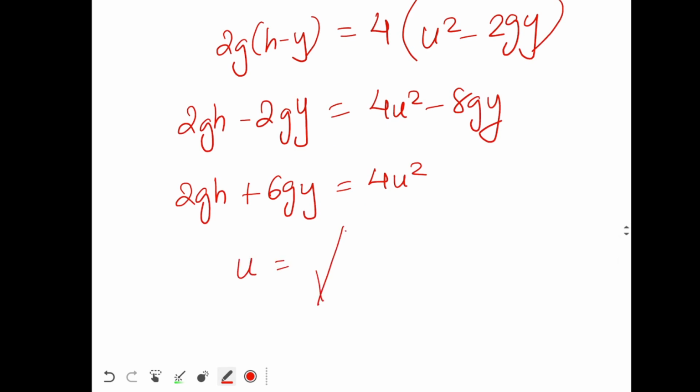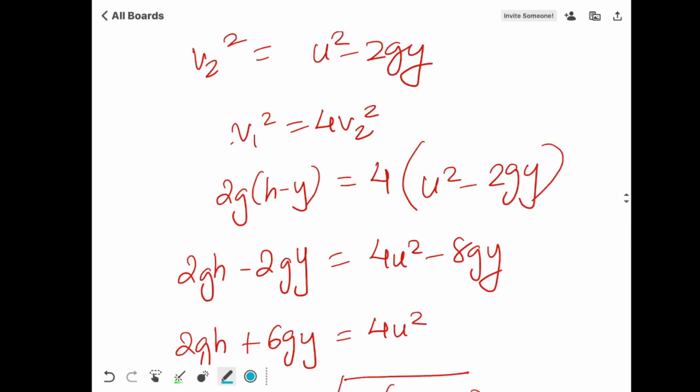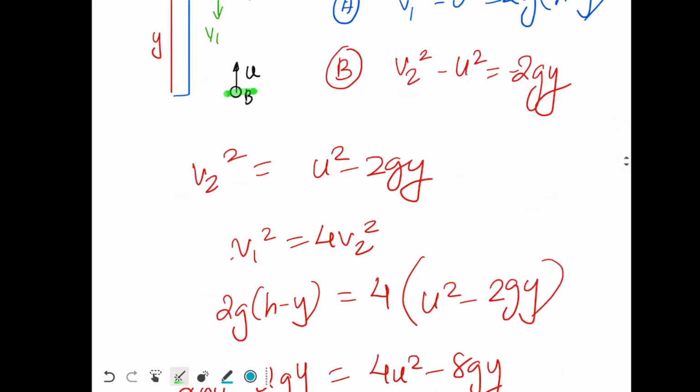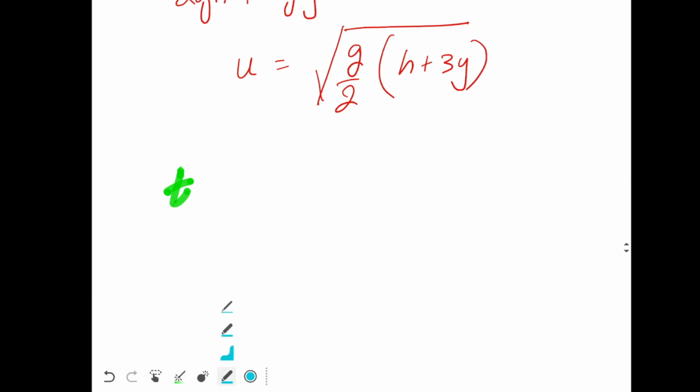So I get from here that u square will be g by 2 into (h plus 3y). Now let's look at one more equation that we need. The time taken for A to fall through this height will be equal to the time taken for B to go through this height. So in this time, velocity of A changes from 0 to v1 while velocity of B changes from u to v2. So we can write down time t as, for the ball A, v1 by g, and for the ball B, (u minus v2) by g.